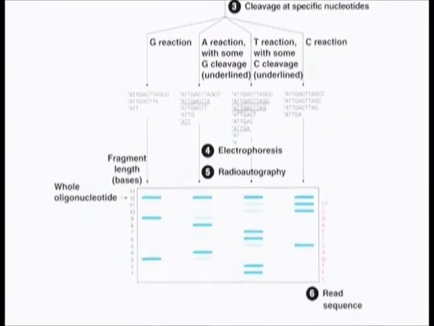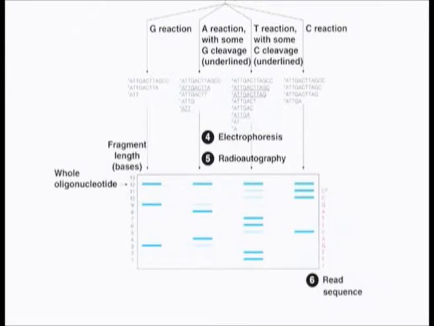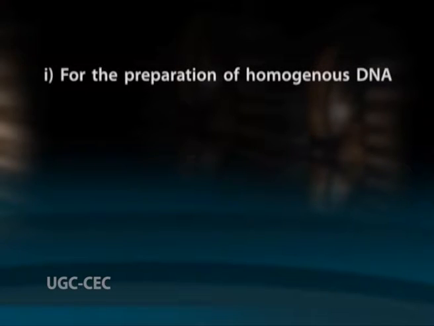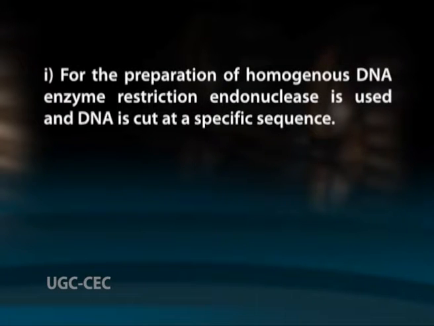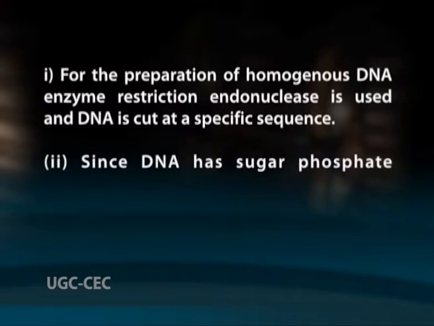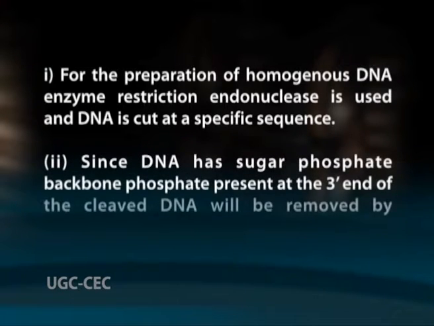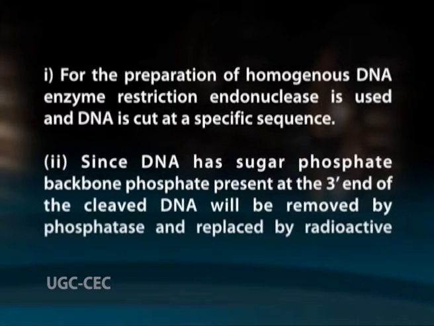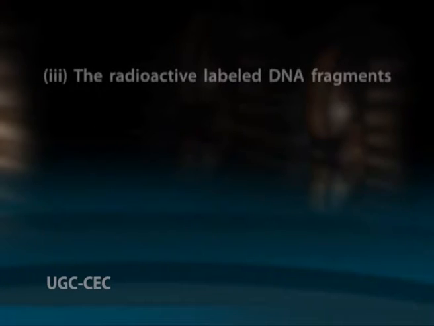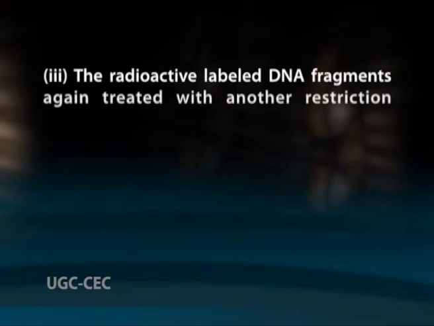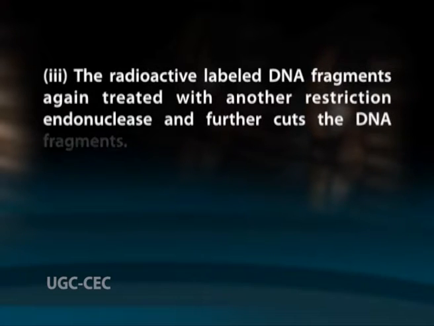In this method, which is illustrated in the figure, the following steps are involved. For the preparation of homogeneous DNA, a restriction endonuclease is used and DNA is cut at a specific sequence. The second step: since DNA has a sugar phosphate backbone, the phosphate present at the 5' end of the cleaved DNA will be removed by phosphatase and replaced by radioactive phosphate using kinase. The third step: the radioactively labeled DNA fragments are again treated with another restriction endonuclease, which further cuts the DNA fragments.